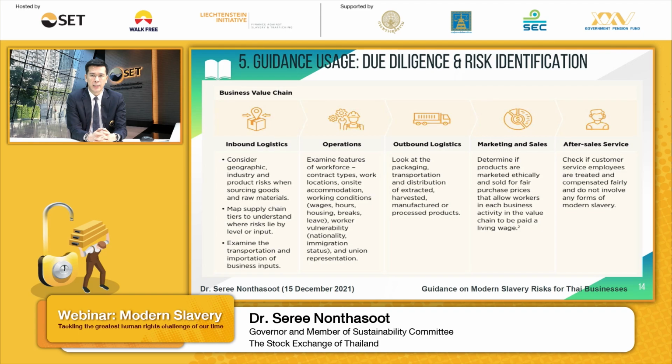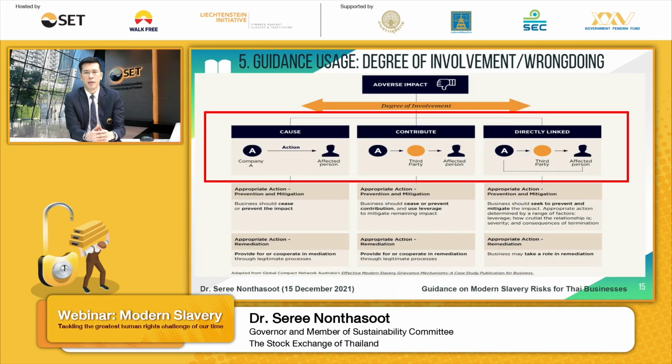All of these have their own risks, and they may be involved with the risk of modern slavery, more or less. So what we're expecting to see is that all companies, whether large or small, have the awareness that you may be involved somehow in modern slavery. It may be direct involvement. You may have a relationship or involvement in modern slavery or forced labor.